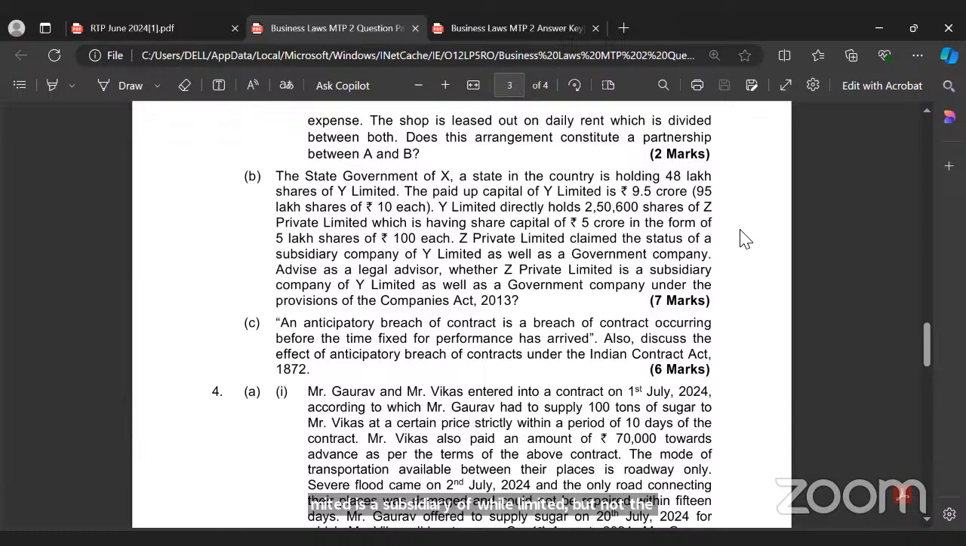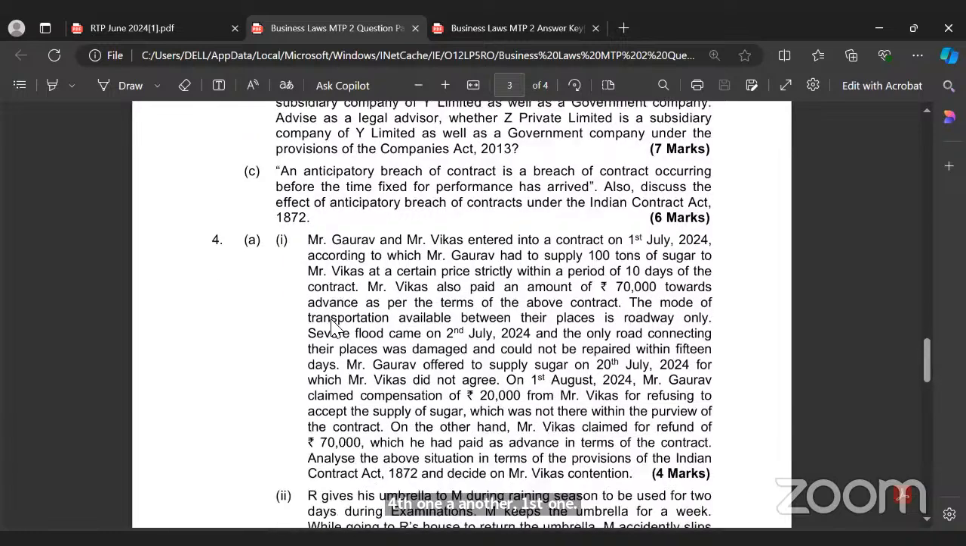Okay, done. Next. Fourth one, A, another first one. Mr. Gaurav and Mr. Vikas entered into a contract on 1st July 2024. No, sir, before that, one question. An anticipatory breach of contract is a breach of contract occurring before the time fixed for performance has arrived. Also discuss the effect of anticipatory breach of contract under the Indian Contract Act 1872.